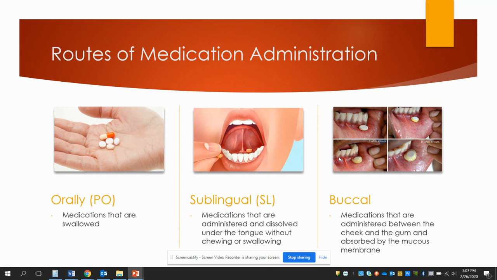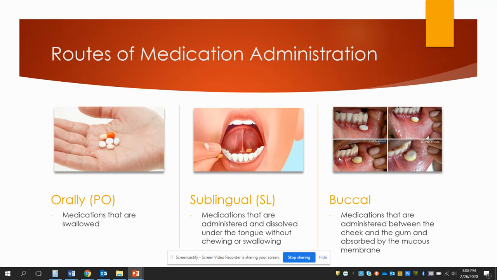Sublingual medication means that it's being administered underneath the tongue, and so usually that's dissolved under the tongue without chewing or swallowing. The buccal route, these are when medications are administered between the cheek and gum and absorbed by the mucous membrane. Now, the medication that we use at the EMT level that's given buccally is oral glucose. This is an oral glucose tablet, and usually we carry the gel, but I wanted you to physically see the tablet dissolving in that area and how that's much different than swallowing it because it needs to be absorbed directly into those mucous membranes. That's much faster.